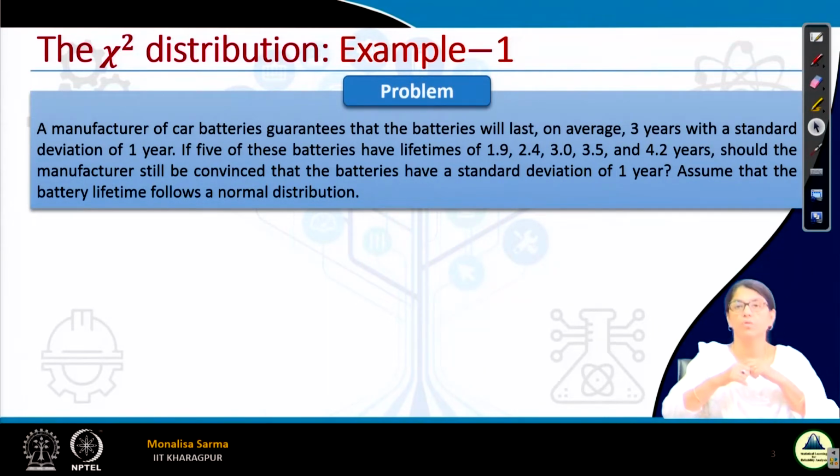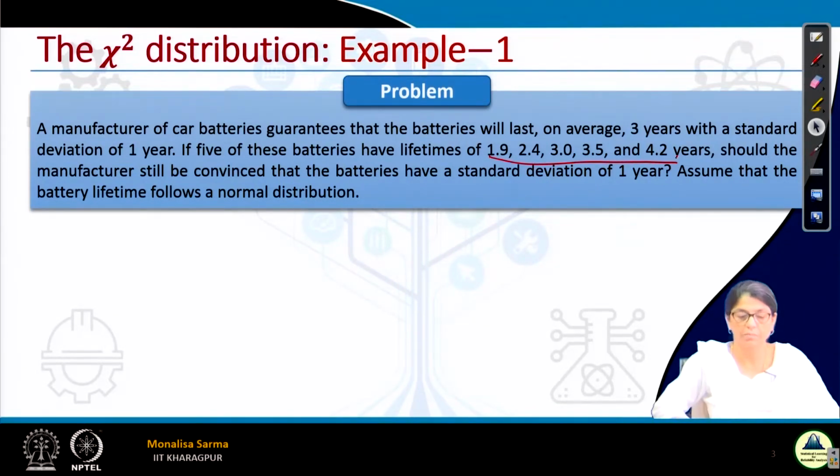So today we'll be solving one problem. Of course, I'll be solving some other problems in my tutorial classes also, so that you can understand the topic better. Now what is the question here? A manufacturer of car batteries guarantees that a battery will last on average 3 years with a standard deviation of 1 year. That is the manufacturer's claim. Now if 5 of these batteries have lifetimes of 1.9, 2.04, 3.0, 3.5 and 4.2 years.